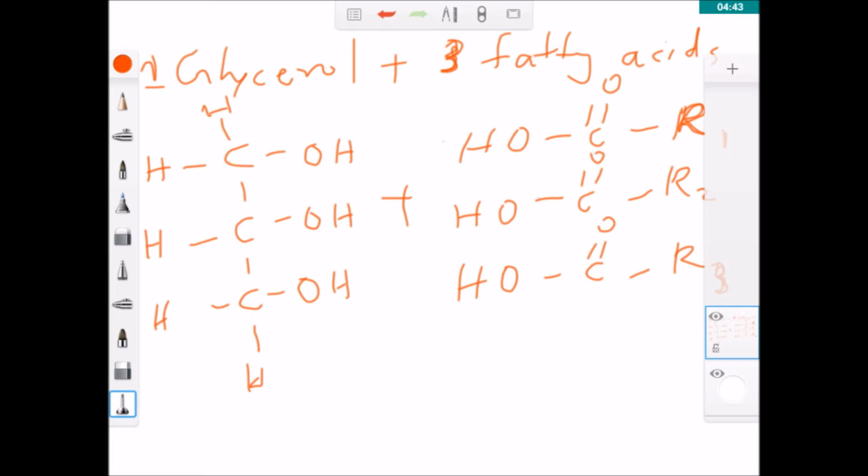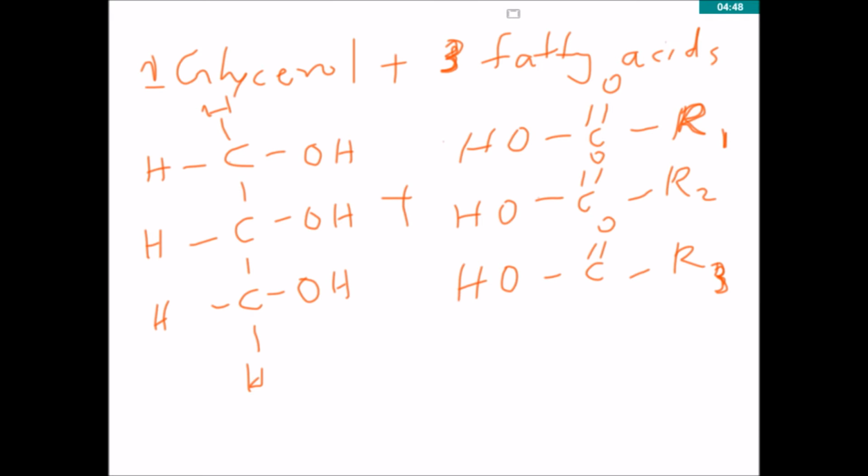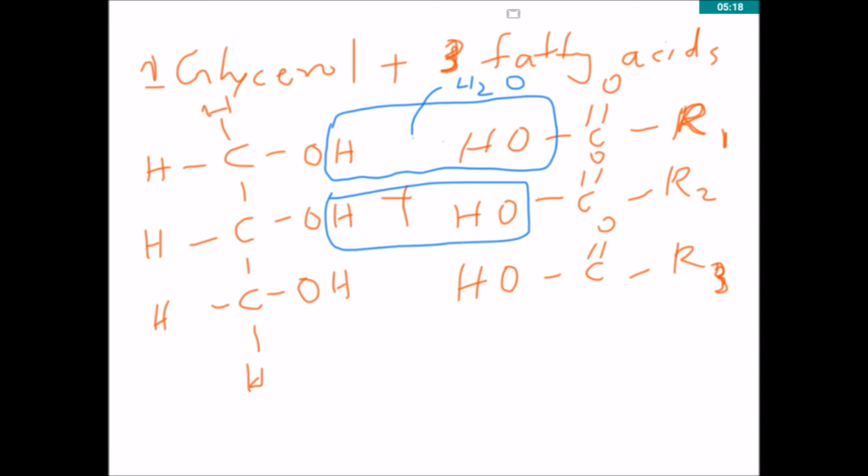Okay, now let's see how they form the bond. Here they will undergo a condensation reaction. What is a condensation reaction? It releases a water molecule. From the glycerol molecule, from this OH group, the H will bind with the OH group of this fatty acid, so it will release a water molecule. And again, same story here, same story here.